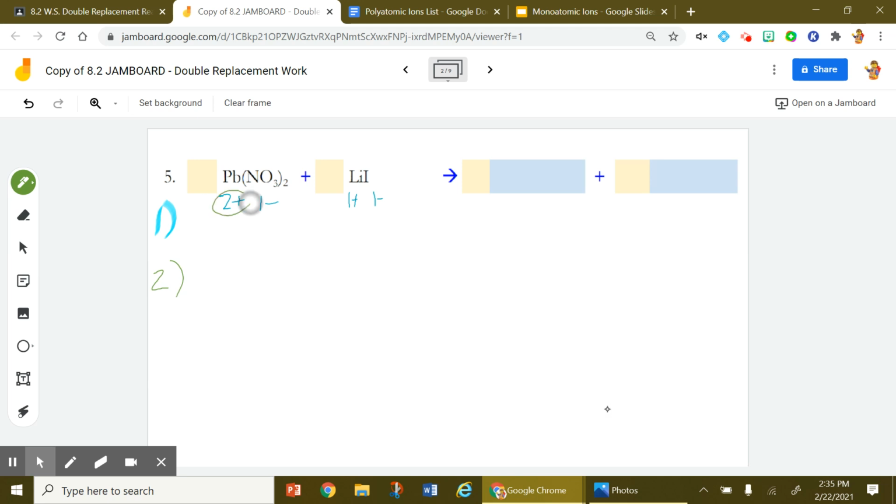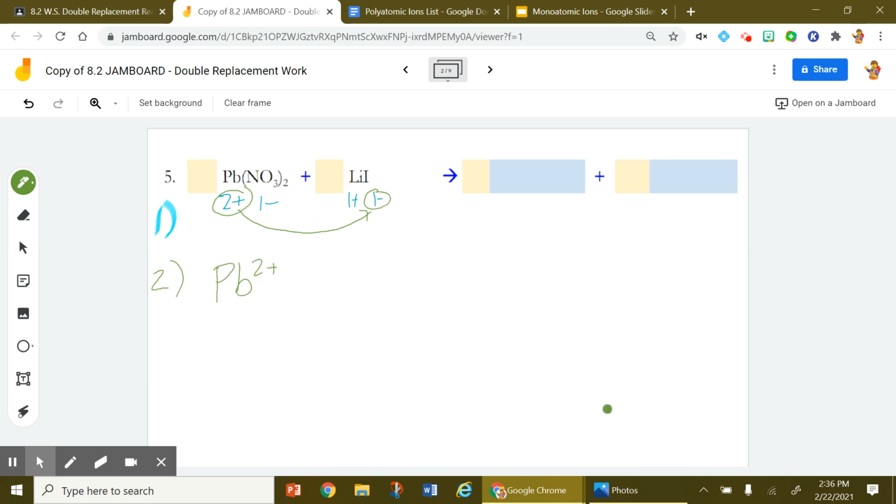We're going to combine this positive lead from the first reactant, and we are going to bond it with this negative iodine from the second reactant. Note, you can't combine a positive with a positive. There's no way that a positive ion can cancel out the charge of another positive ion. They just keep getting more positive. So the positive always has to go with the negative, okay?